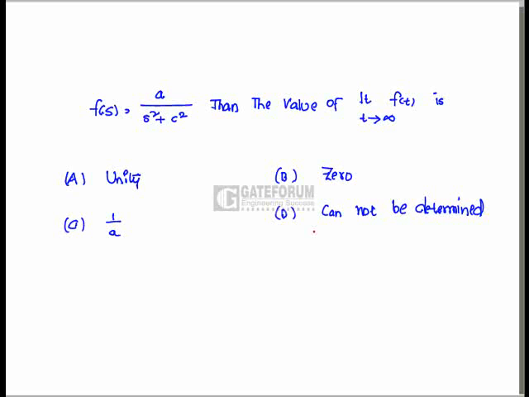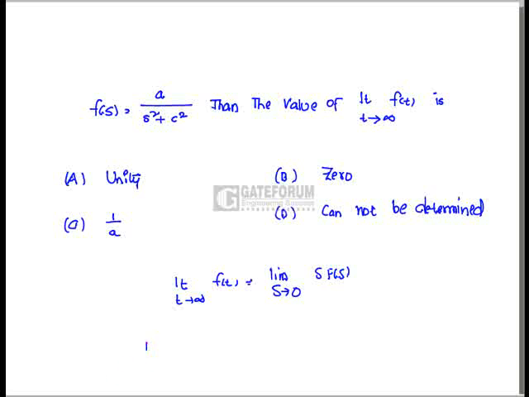In the above problem, we have to find out the steady state value of the above given expression. That means from the final value theorem, limit t tends to infinity, f of t is equal to limit s tends to 0, s into F of s. But the problem with the above final value theorem is that it is applicable only to stable systems.